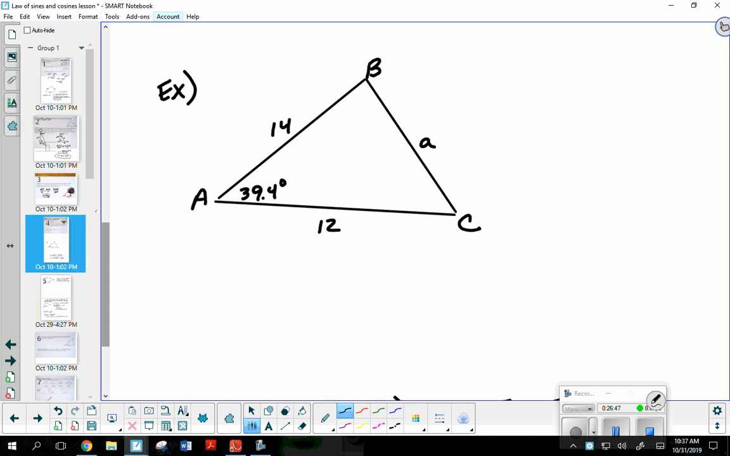But you'll notice this isn't a side, side, side like we previously had. This is a side angle side. I still can't use law of sines, but you're going to notice something different when you apply the law of cosines to this one. In fact, you're not going to have to manipulate it at all. You'll see what I mean when you write it out.